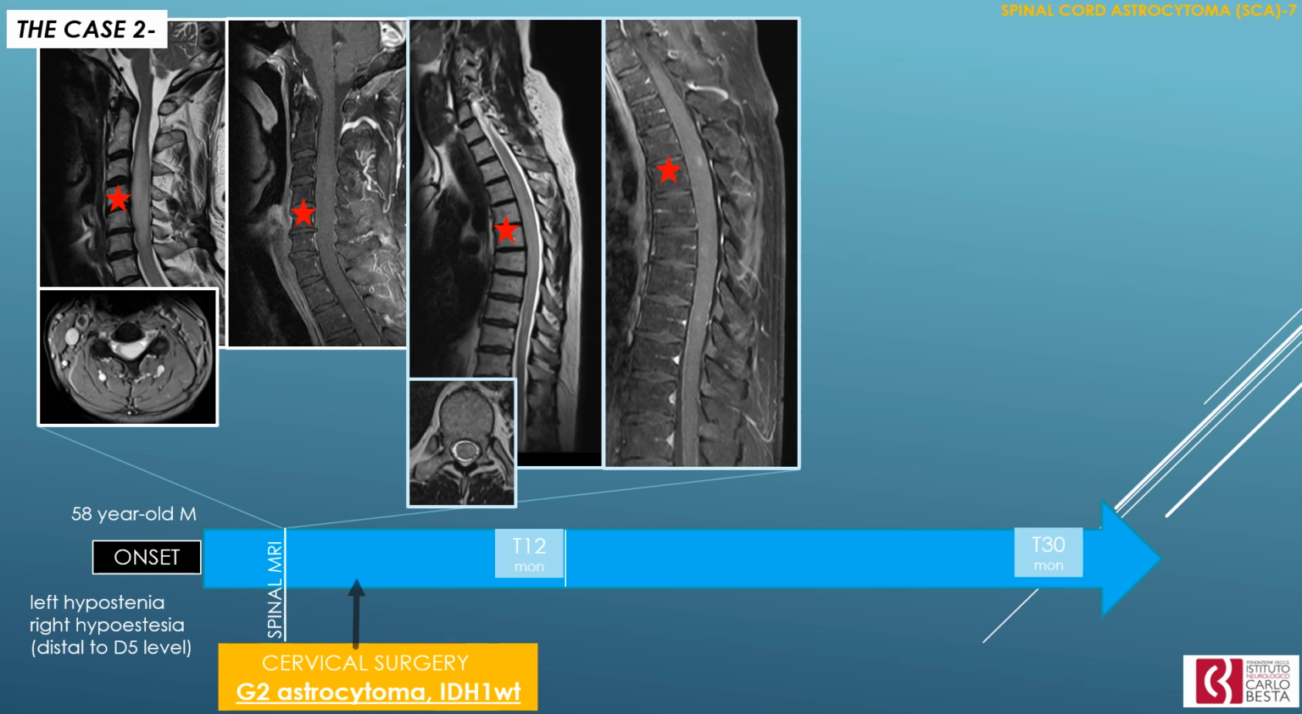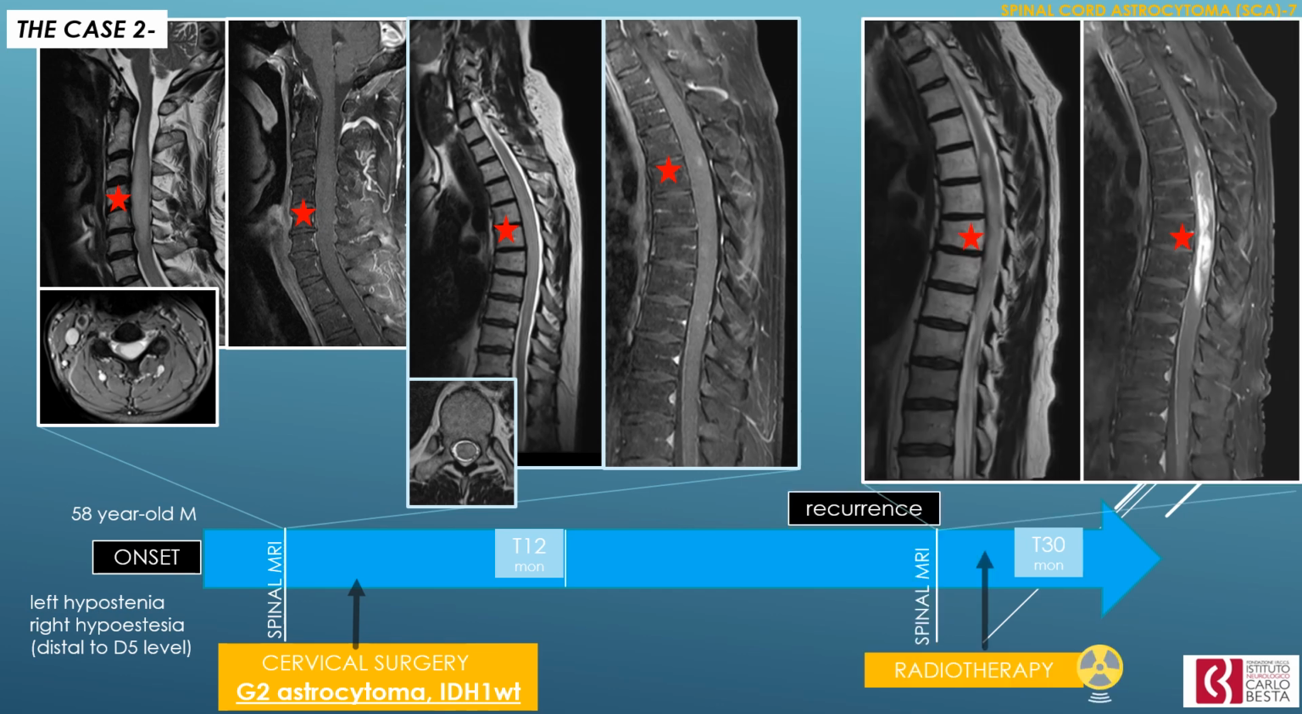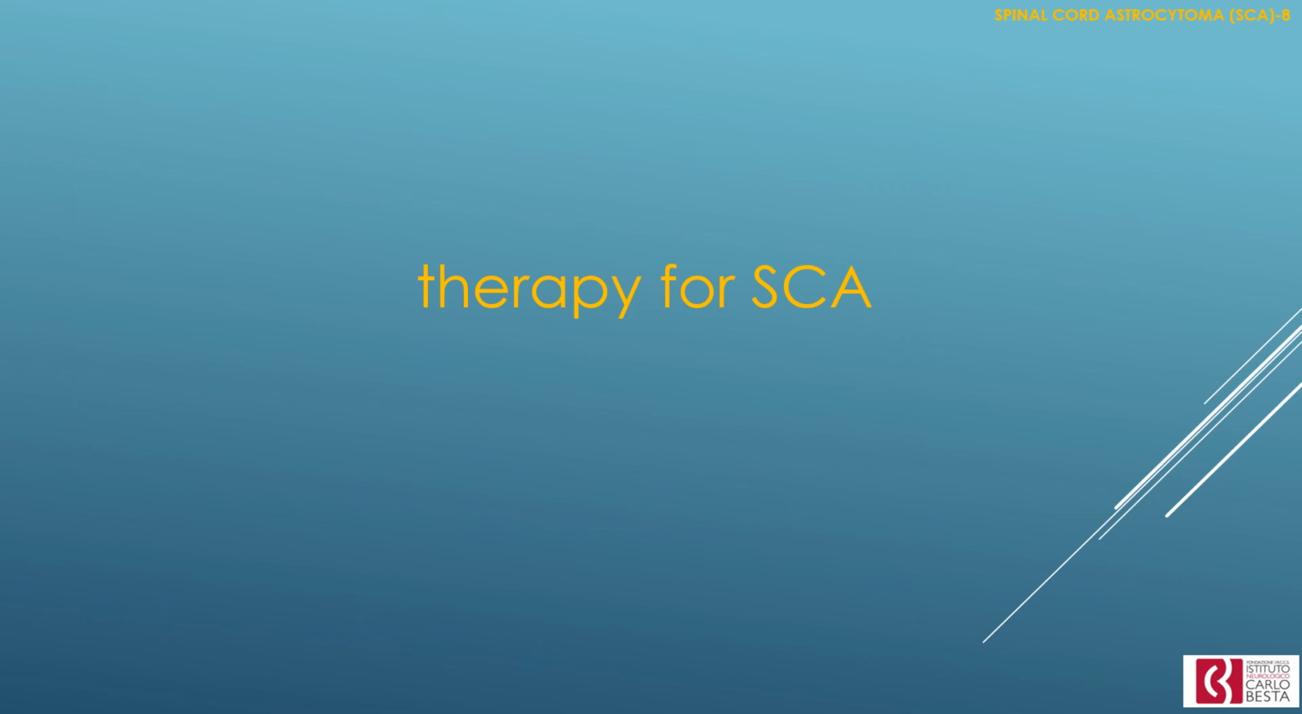Within a few months, he got cervical surgery. Histology showed grade 2 IDH1 wild-type astrocytoma. No adjuvant therapy was started till 2 years ago, when he experienced clinical progression associated with radiological progression, and he underwent local radiotherapy.